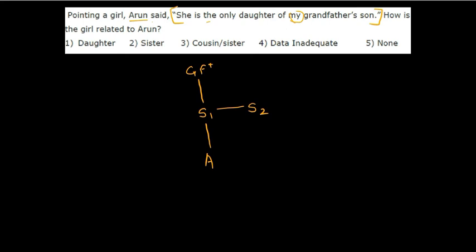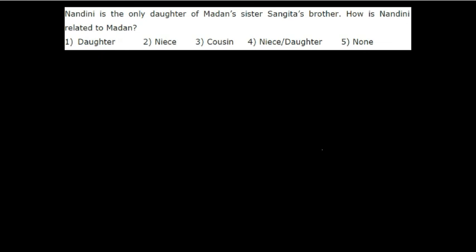Only daughter of these particular persons. Now we know that Arun is male. So his father could have one daughter, or his uncle could have a daughter. So either this could be a sister or this could be a cousin. The question is, how is the girl related to Arun? The answer is cousin or sister. I hope drawing the tree makes it easy to understand the relationships between family members. Let's move to the next problem, and this will be the last problem for type 3.